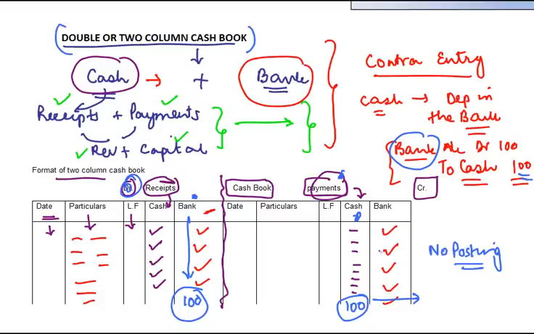So that is what a double column cash book is. It records all the transactions relating to cash and bank, and also contra transactions which happen between cash and bank. If the entry was of a withdrawal from bank, then what will happen? I will receive cash, so I will record it on the debit side of the cash, and I will record it on the credit side of the bank account.